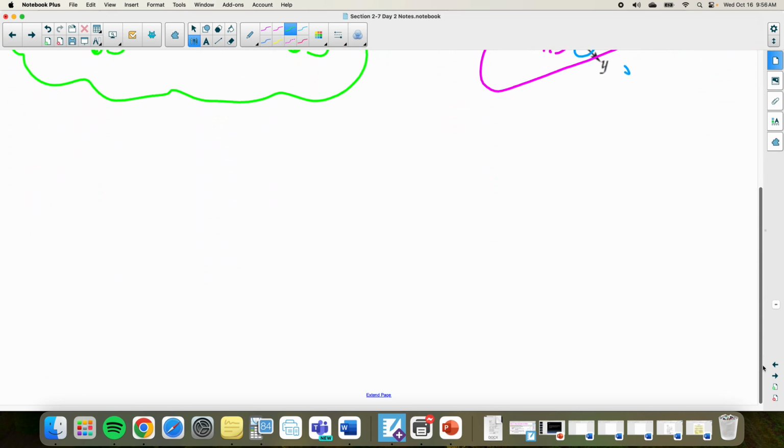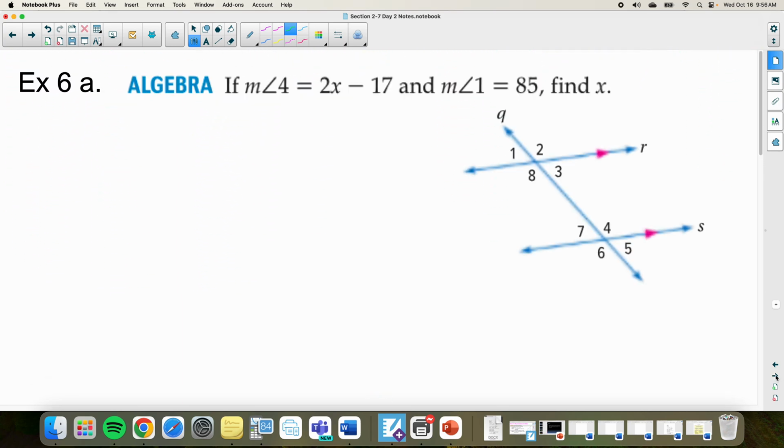All right. So now let's look here. They tell us in this one that angle 4 right here is 2x minus 17, and angle 1 right here is 85. Okay? This is something that is going to happen today. They're going to give you two angles, and you're going to look at them and be like, those aren't any of the four that we learned. Okay? So here's what you would do in that case.